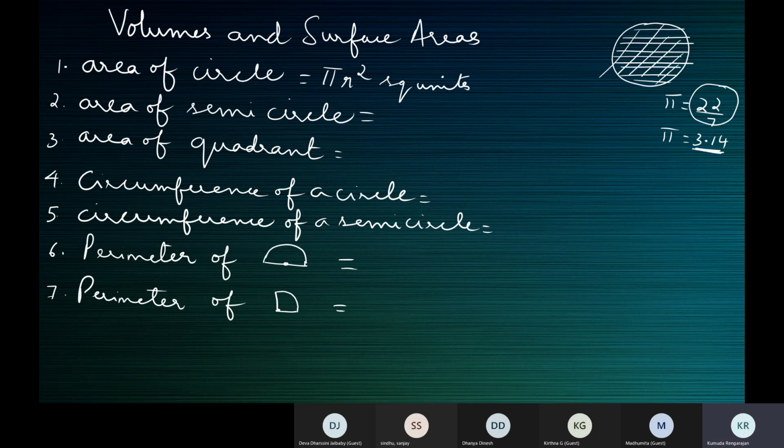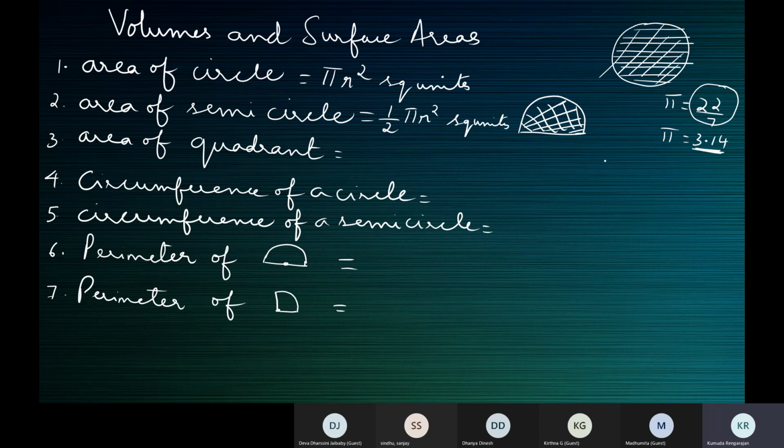Area of a semicircle. A semicircle is half of a circle. See, when you cut this into two equal parts, the area of this piece is half of pi r square. So it will be half of pi r square square units.